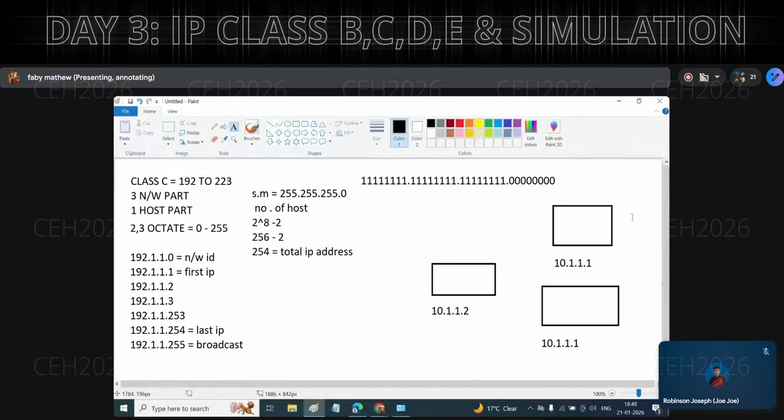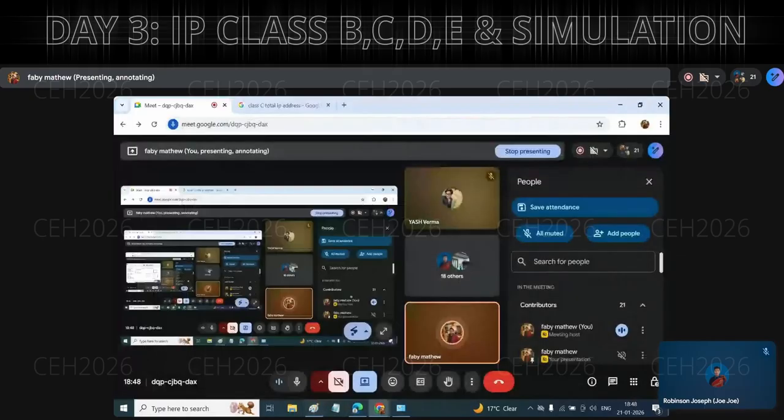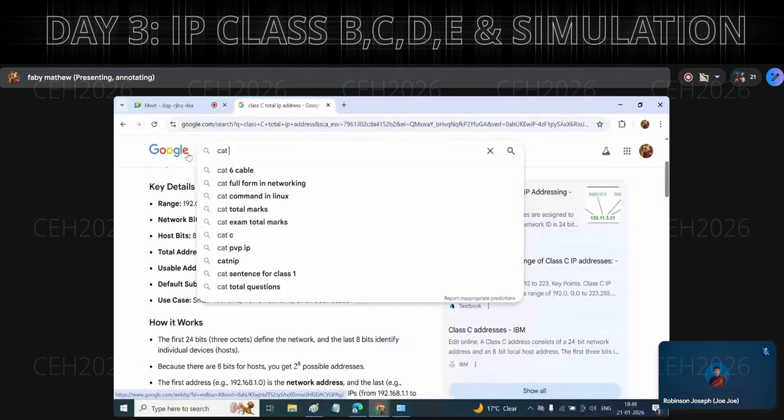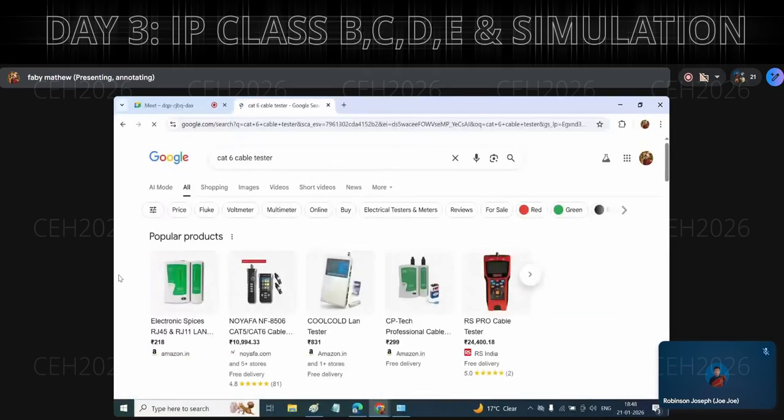For that there is a cable tester. With the help of a cable tester, like this is the cable tester, a cat6 cable tester. What we are going to do is, this is actually detachable, so we can detach it.